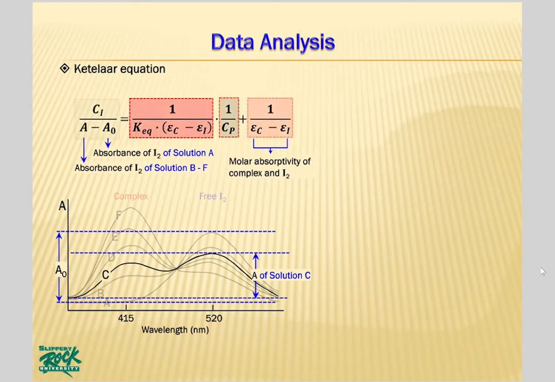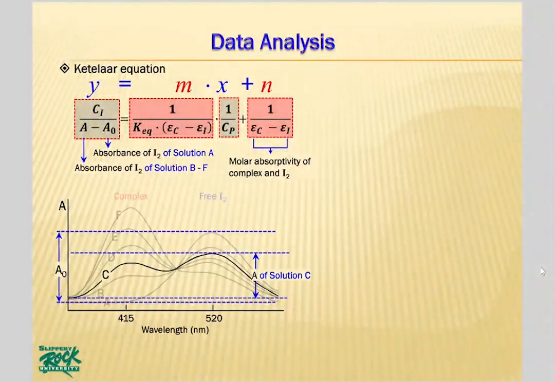Now, check the Le Châtelier equation above again. It has a form of y equals mx plus n. Ci over A minus A0 corresponds to variable y. 1 over Cp corresponds to variable x. 1 over Keq times epsilon C minus epsilon I corresponds to slope m, and 1 over epsilon C minus epsilon I corresponds to y-intercept n.